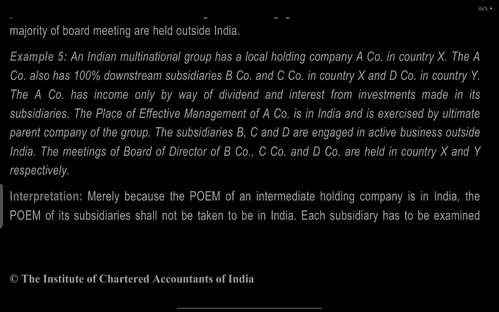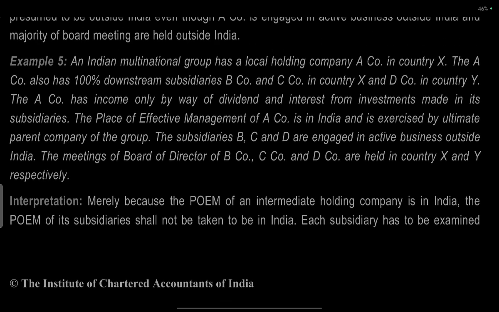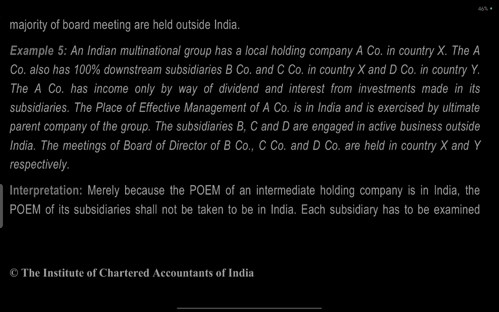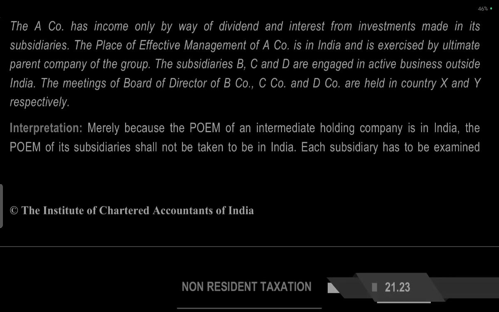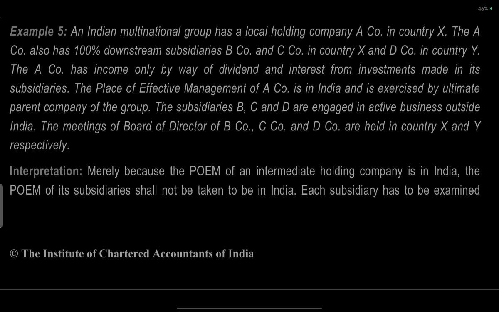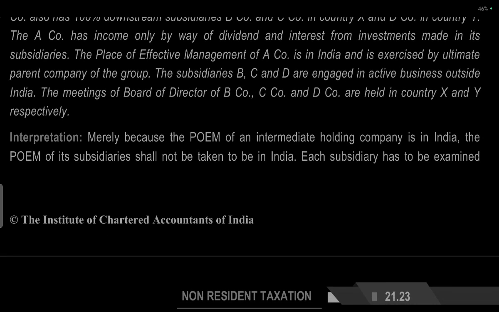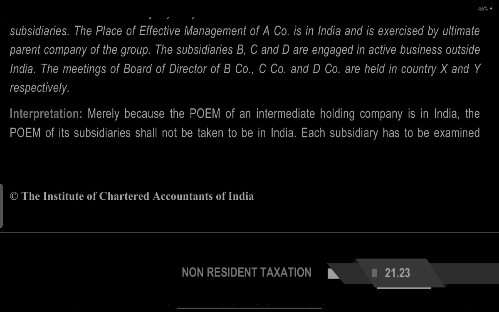Example 5. An Indian multinational group has a local holding company A Limited in country X, and the company also has 100% downstream subsidiaries, B Limited and C Limited in country X and D Limited in country Y. A Limited's income is only by way of dividend and interest on the investment made in the subsidiaries. The place of effective management of A Limited is in India, exercised by the ultimate parent company of the group. The subsidiaries B, C and D are engaged in active business outside India. The meetings of the boards of directors of B, C and D are held in their respective countries.